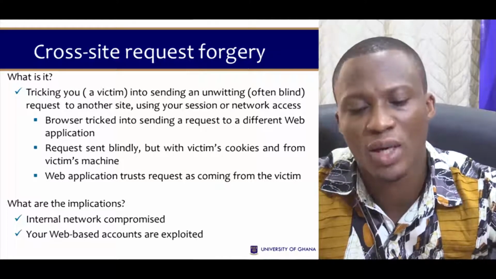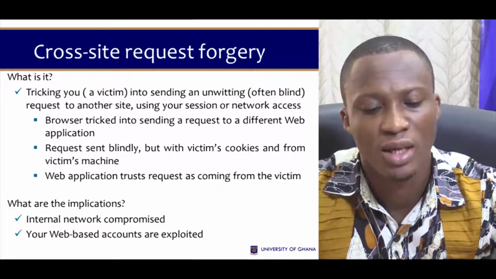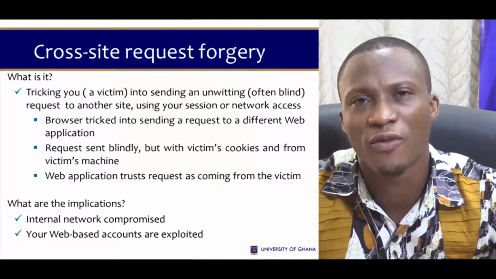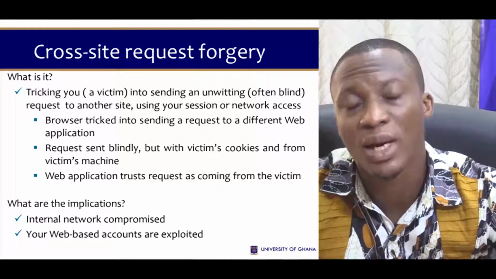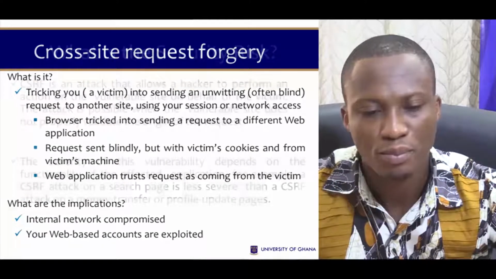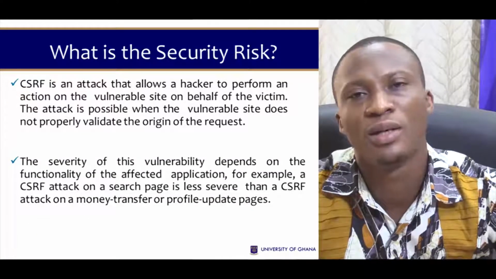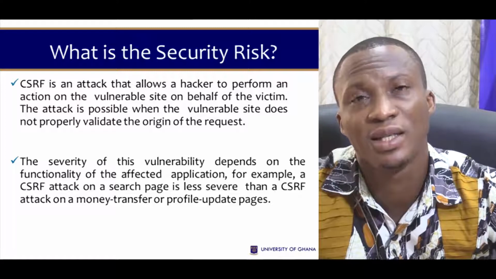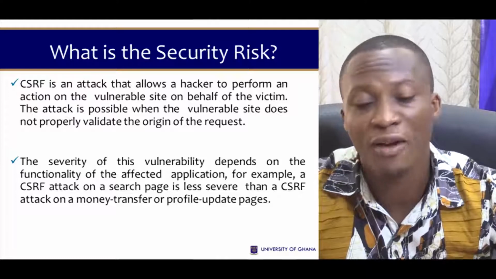Now, web applications trust requests coming from this victim. So once it is initiated, it's presumed to be authentic. What are the implications of cross-site request forgery? Your internal network is compromised, and moreover, your web-based accounts are exploited. What is the security risk? Cross-site request forgery attacks allow the hacker to perform actions on the vulnerable site, and this is done on behalf of the victim.